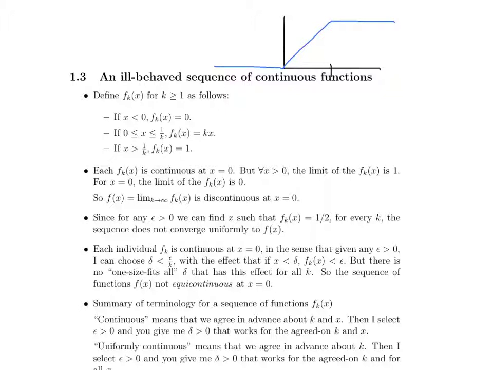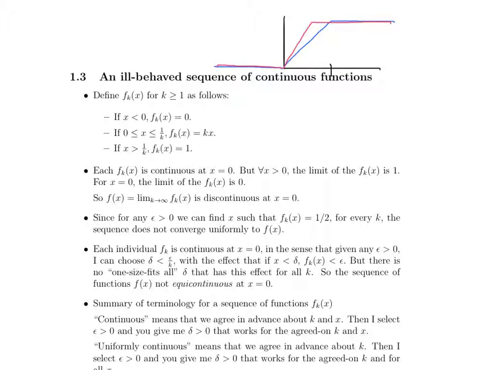Now we plug in 2 everywhere we see a k. For x less than 0, still equal to 0. Now from 0 to 1/2, f sub 2 of x is equal to 2x, and then for x greater than 1/2, f sub 2 of x is equal to 1. What does that look like? That's about as close as my artwork is going to get us. So that red one is f sub 2.